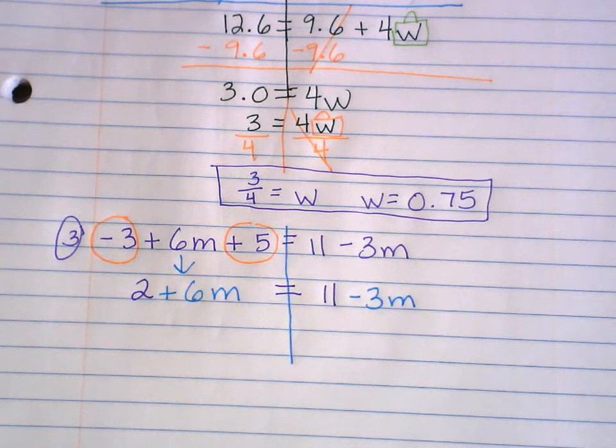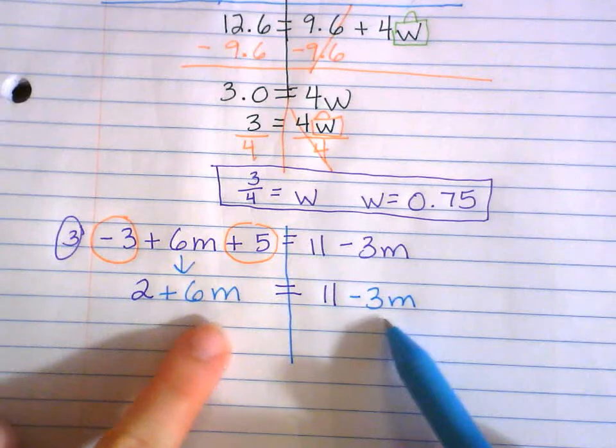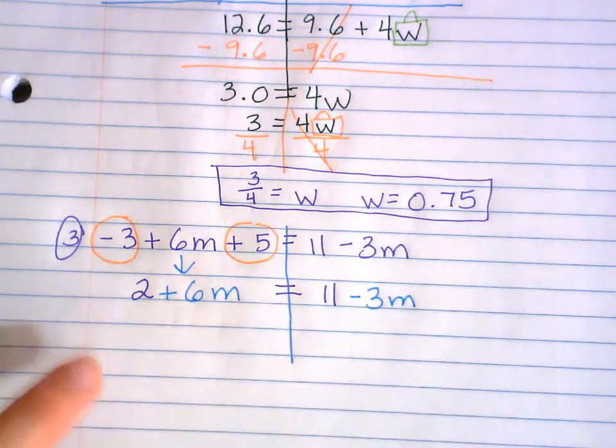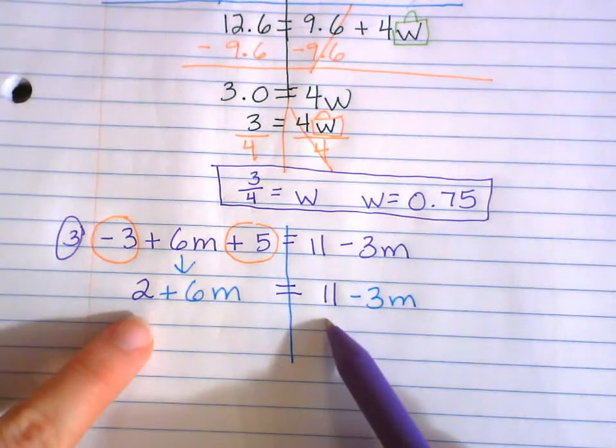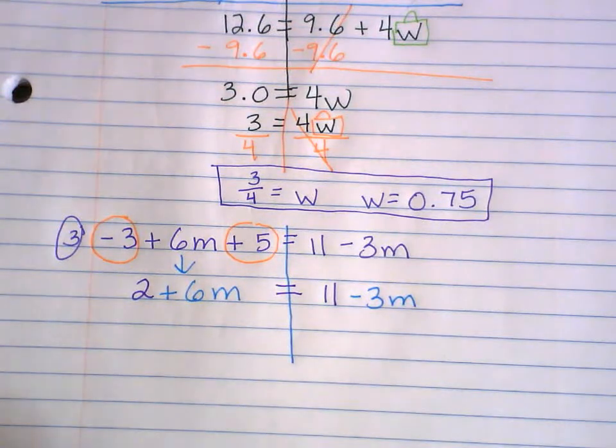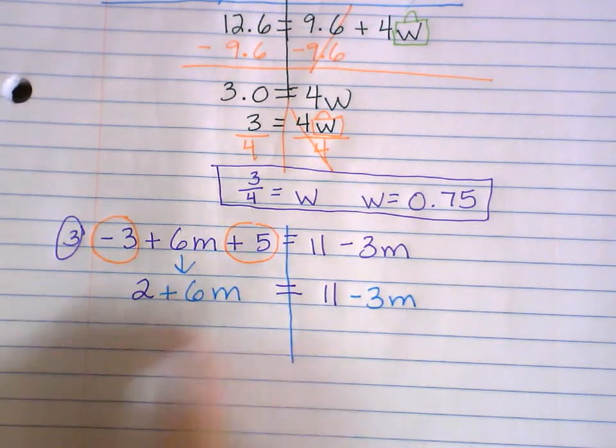Now, why did I write the 2 and the 11 purple and the 6m and negative 3m light blue? Those are our like terms. Like terms means we can combine them. They're alike. Both have variables, coefficient, variable. Both constants, no variable. It does not matter which side you get the variables to and which side you get the constants to, as long as they're on opposite sides of the equal sign.